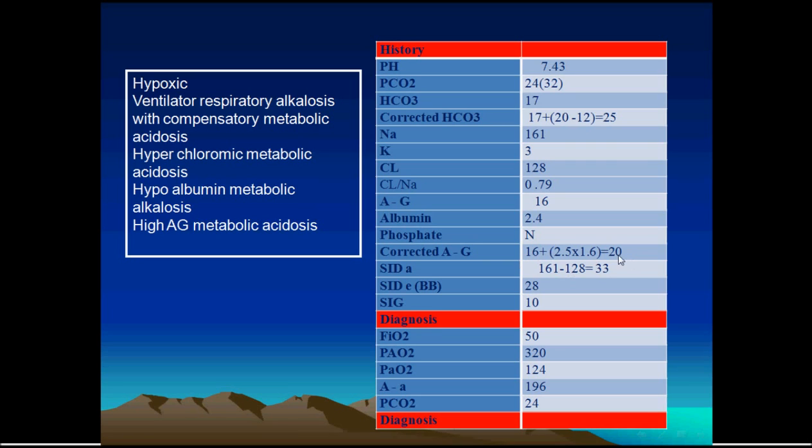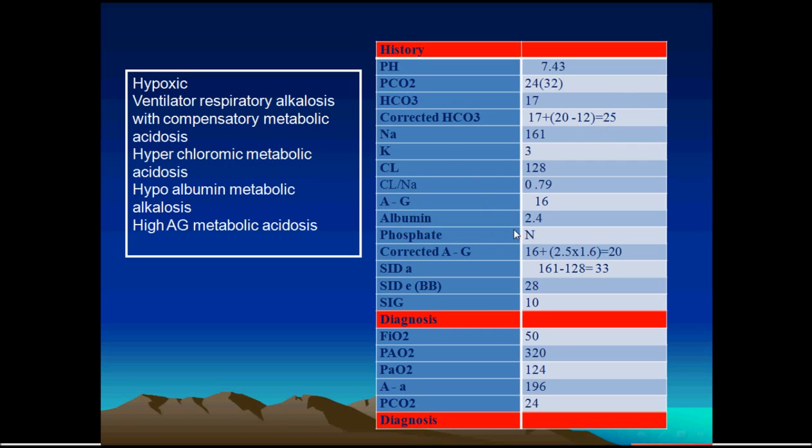So this is a high anion gap metabolic acidosis. When you come to the corrected bicarbonate, the corrected anion gap minus 12 gives you 25. So the patient was normal. He was normal before this sequence of events.